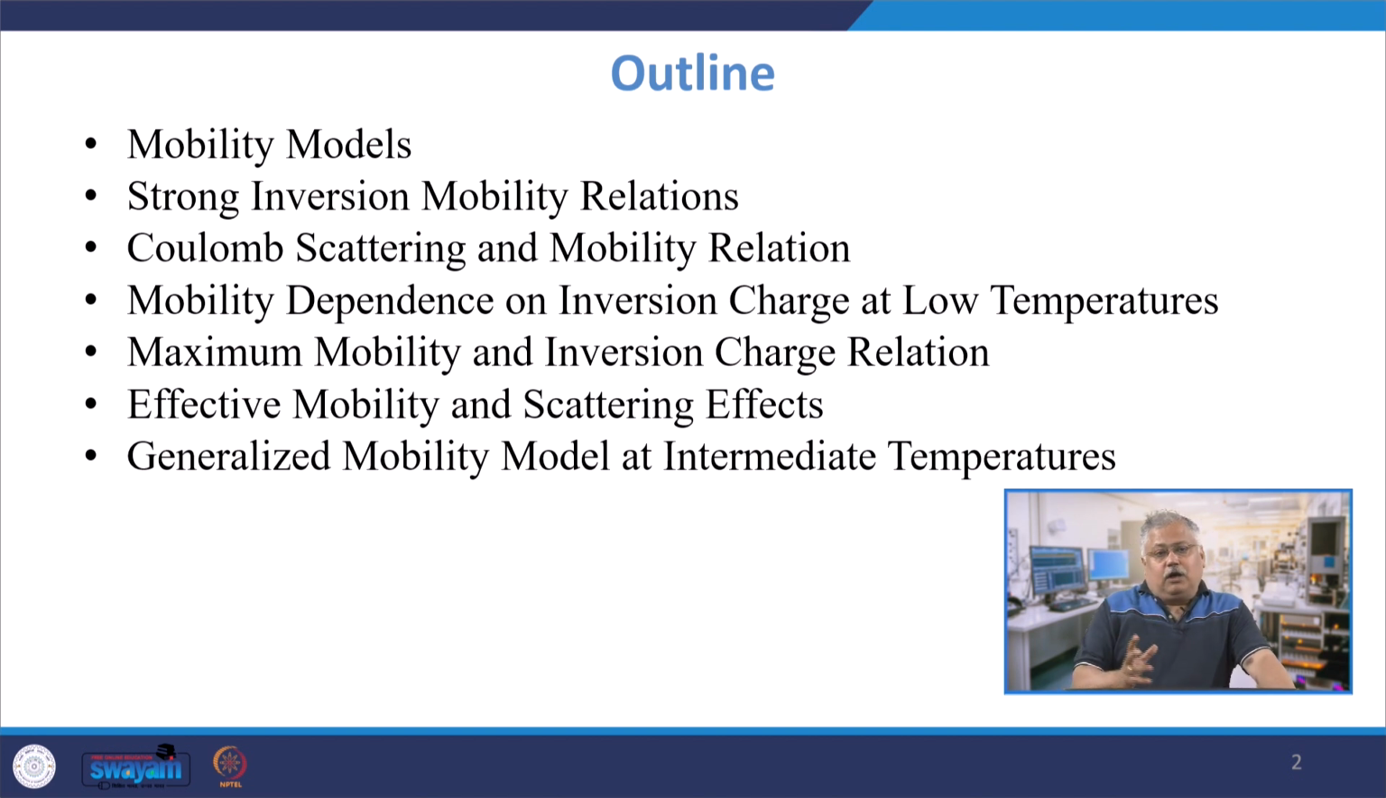Why will that mobility model be important? It will be important when you are actually modeling the device. If you know at what temperature you are, then you can fit the value of temperature in the generalized mobility model and extract the value of mobility for that particular range. Once that is known, you can find out the total current flowing through the device because of that mobility. Now let me come one by one and explain to you.